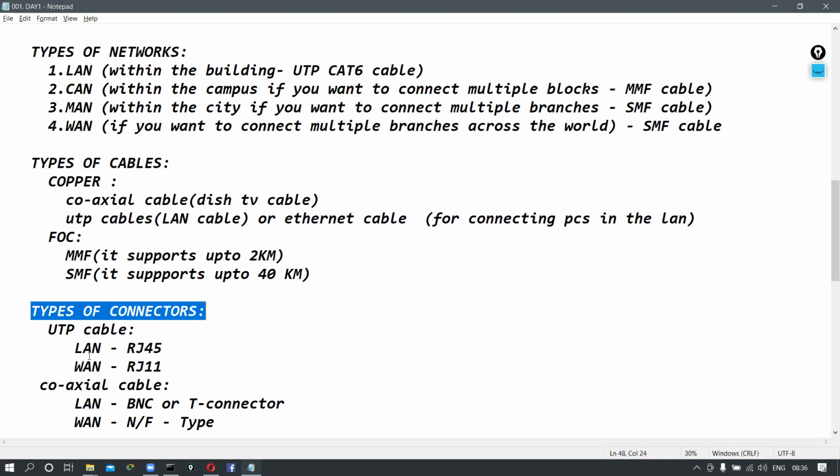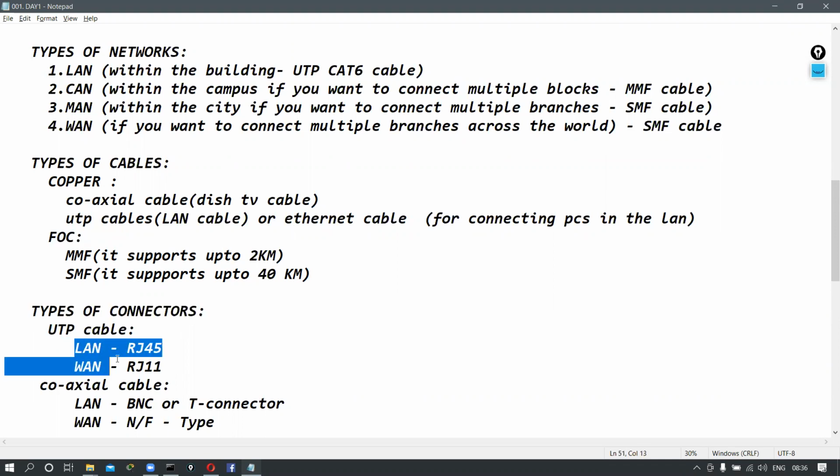Types of connectors under UTP cable: this one, for LAN purpose, RJ45. RJ means registered jack. Under coaxial cable, what are the connectors? These are the connectors: BNC and T connectors for LAN purpose, and for WAN purpose, N type and F type.